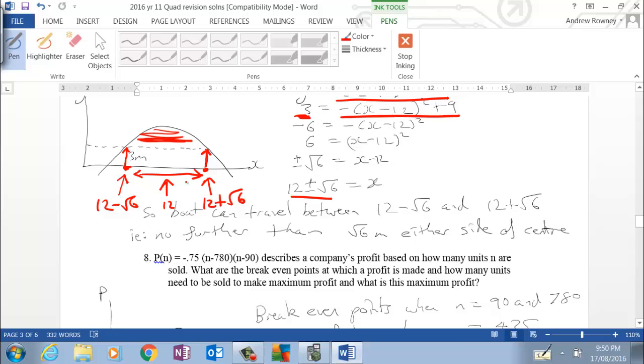So it's plus root 6 to the right, minus root 6 to the left. So it's root 6 meters either side of the center of the river. We could say it like that. Whereas if we say it like this, this is reference to the origin, which is sitting over here.